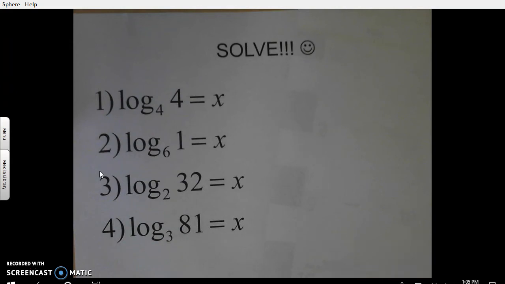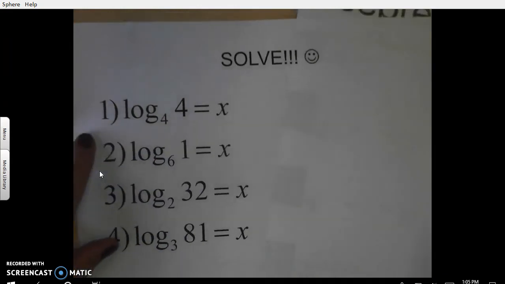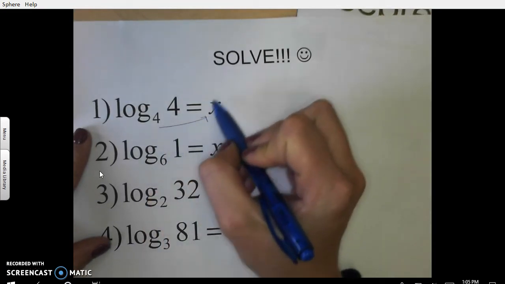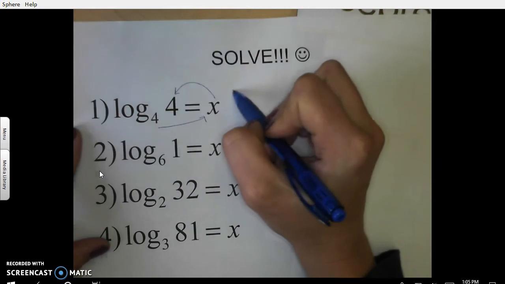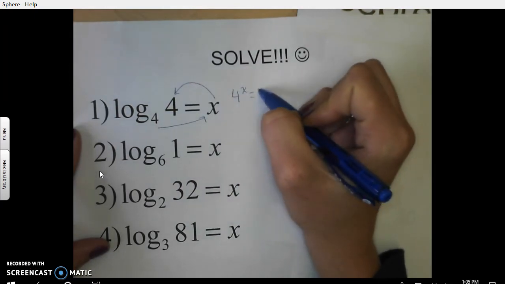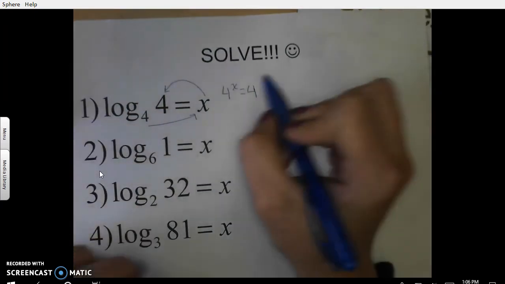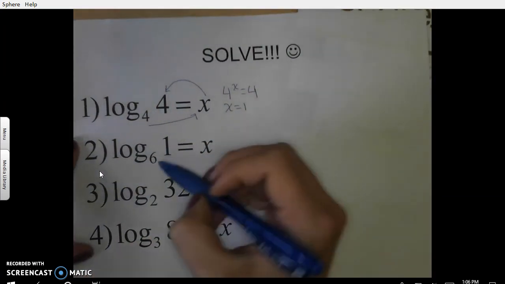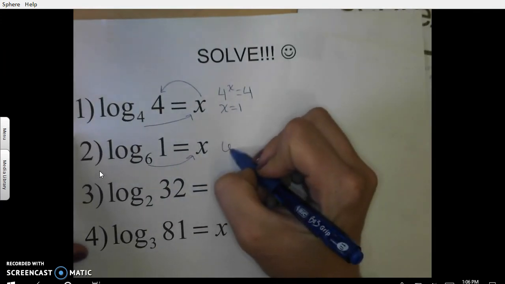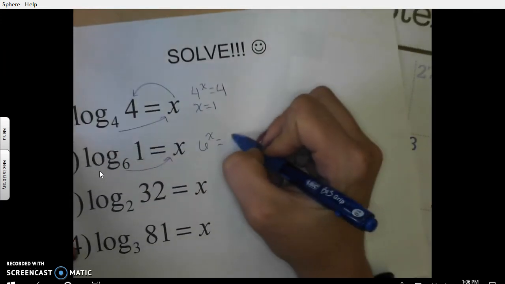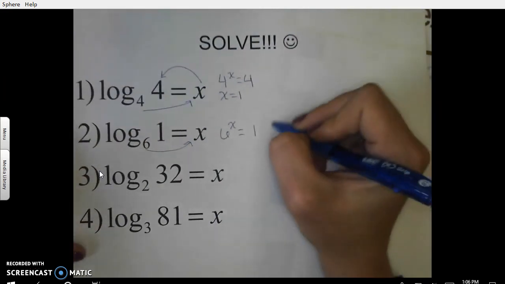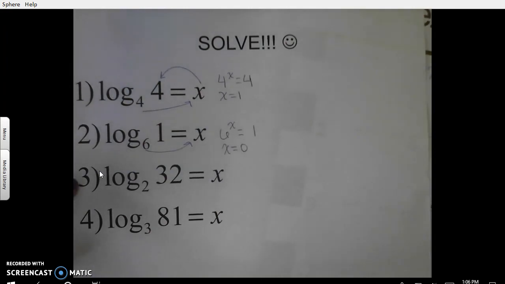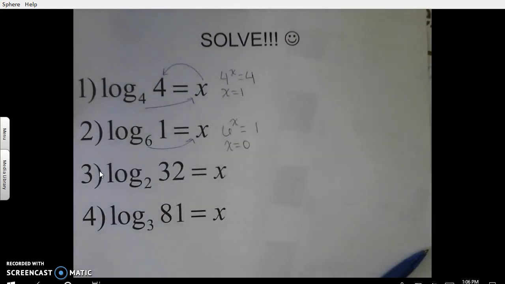I'm going to solve 2 of these, and then you guys solve the next 2. I know that I'm in log form, and I need to find x, which means 4 to what power equals 4? 4 to the first power equals 4, so x equals 1. 6 to what power equals 1? 6 to the 0 power, so x equals 1. You guys try 3 and 4, and we are done.